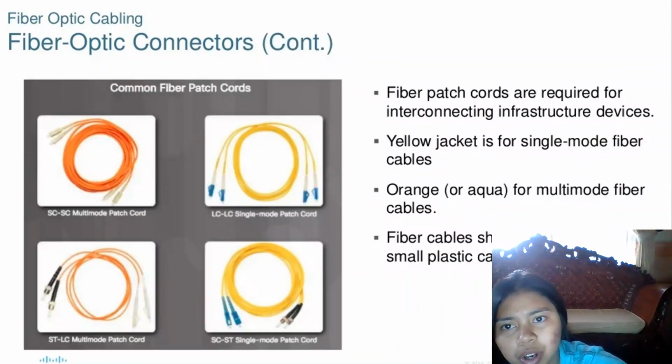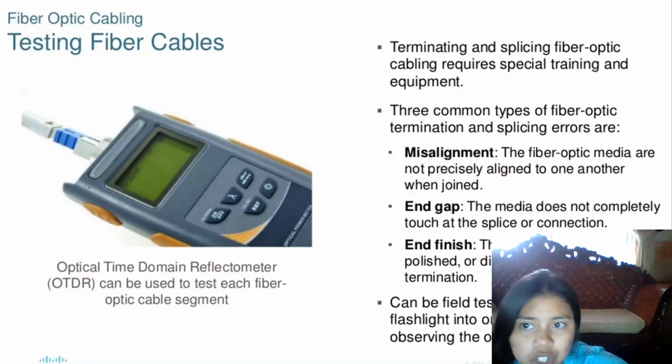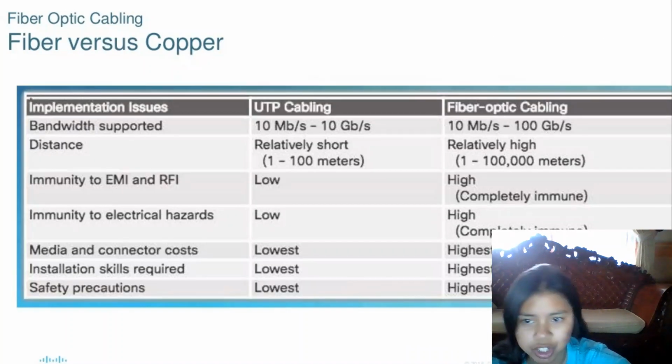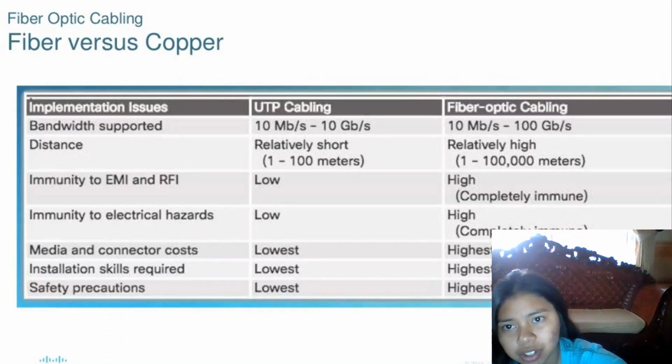The fiber optic connectors, continuation. Testing a fiber cable. Three common types of fiber optic termination and splicing errors are misalignment, gap, and end finish. Fiber versus copper.